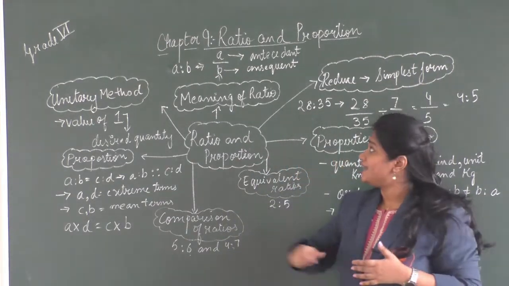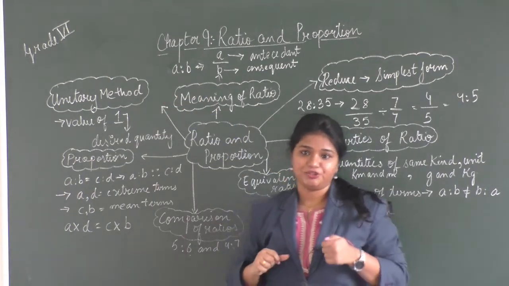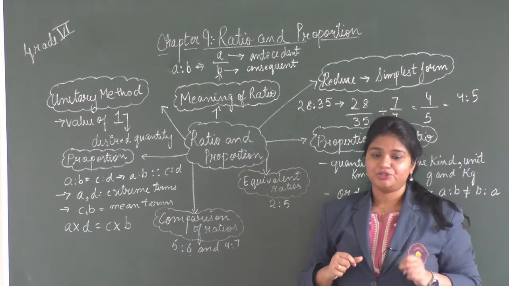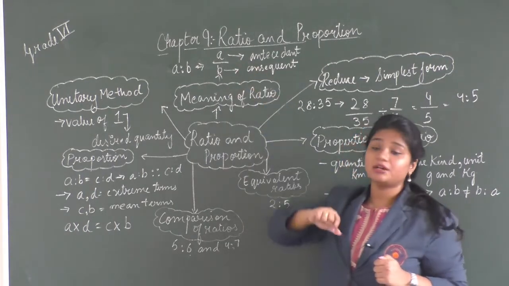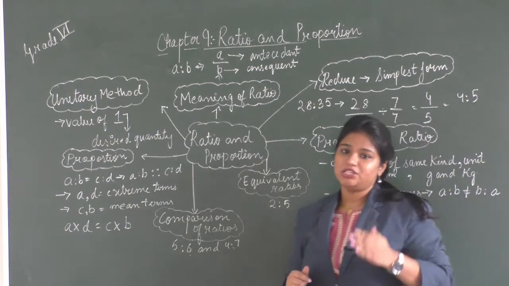A ratio is written as A is to B. We use this symbol to denote ratio. Now there are two terms in the ratio. The first term is known as the antecedent and the second term is known as the consequent.